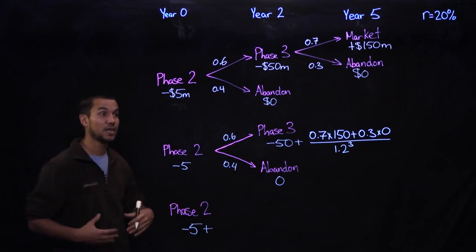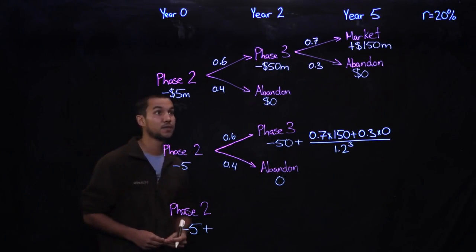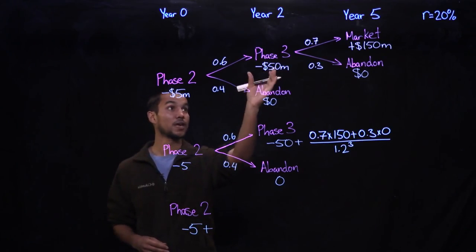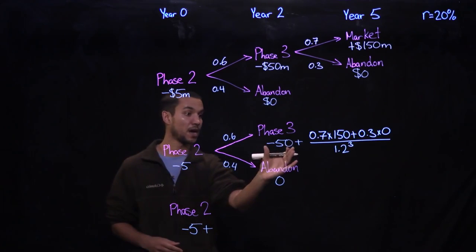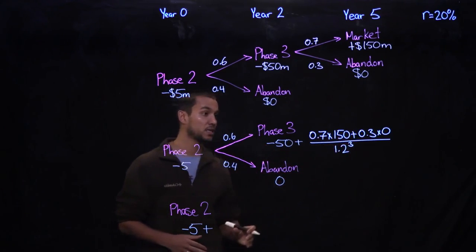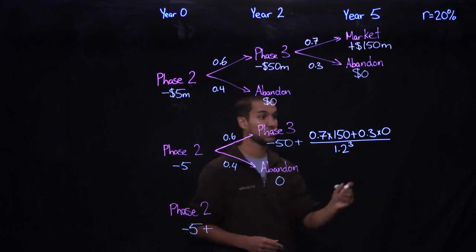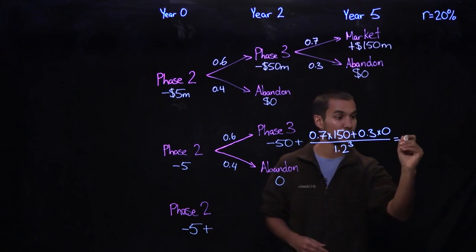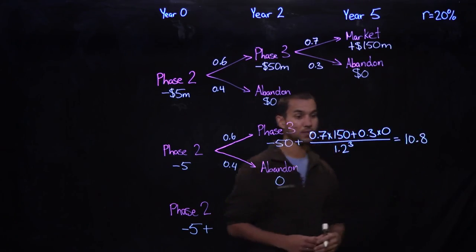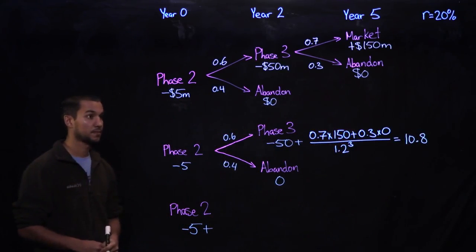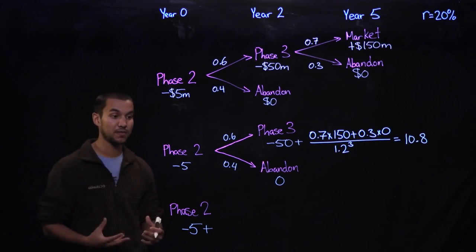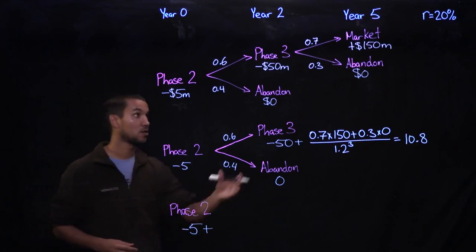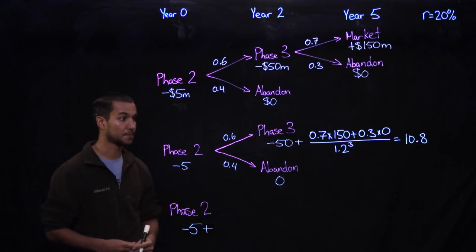And so the expected NPV of going ahead with our phase 3 clinical trial, which costs $50 million, is going to be equal to minus 50 plus this expected discounted cash flow. And so we see that this is equal to $10.8 million. And now, in order to get the expected NPV of our decision of going ahead with the phase 2 clinical trials, we just continue this process iteratively.